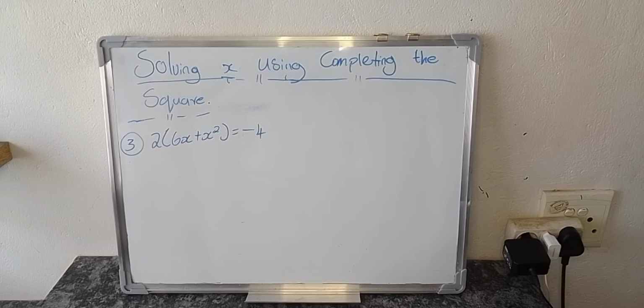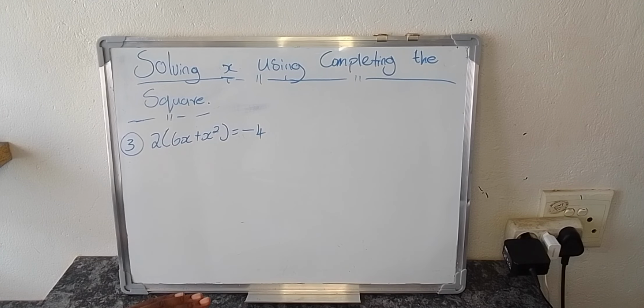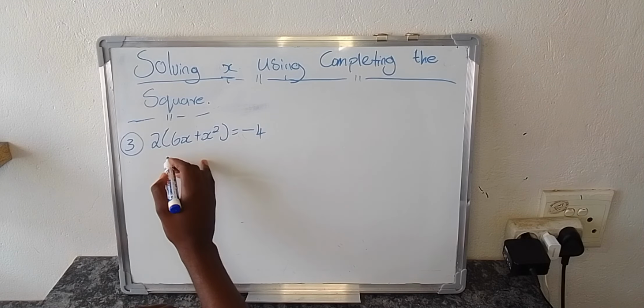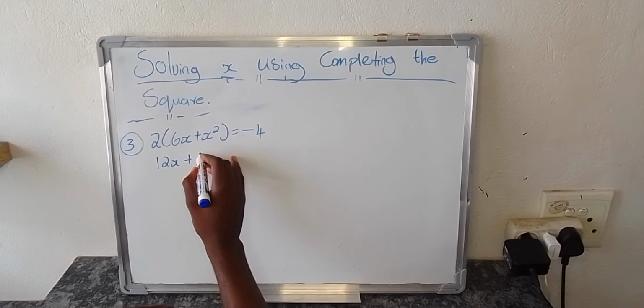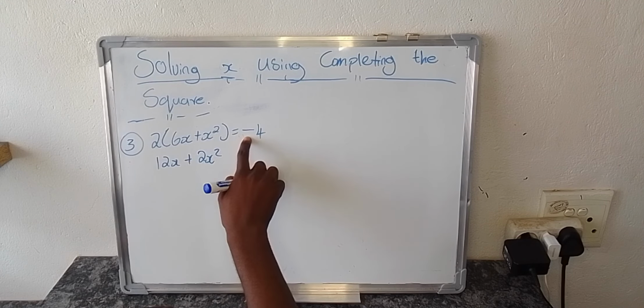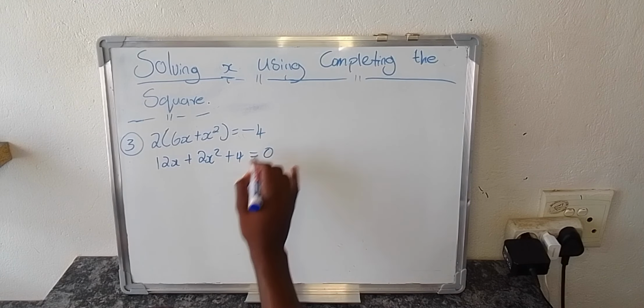So now let's jump to example 3. Here one can note that this equation is not in the standard form. So we have to write it in the standard form. The first thing that we have to do here is to remove the bracket, meaning we're going to have 2 multiplied by 6x, which is 12x, then plus 2 multiplied by x squared, which is 2x squared. Then we are going to take this negative 4 to the left hand side, and we're going to have positive 4 is equal to 0.